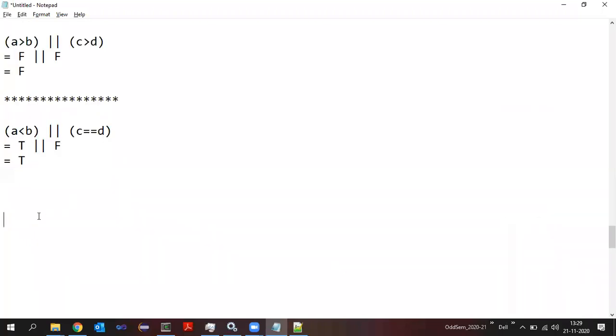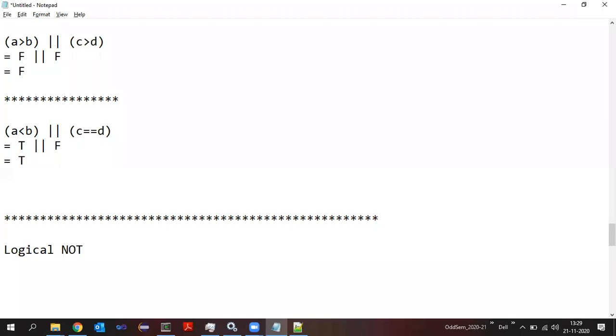Good. Now, the third type of logical operator, that is logical not. Logical not is represented with the exclamatory mark. And I said it is a unary operator. It requires how many operands? It requires only one operand. One single operand. So unary, logical not. Here this word not means what? Reverse of that.